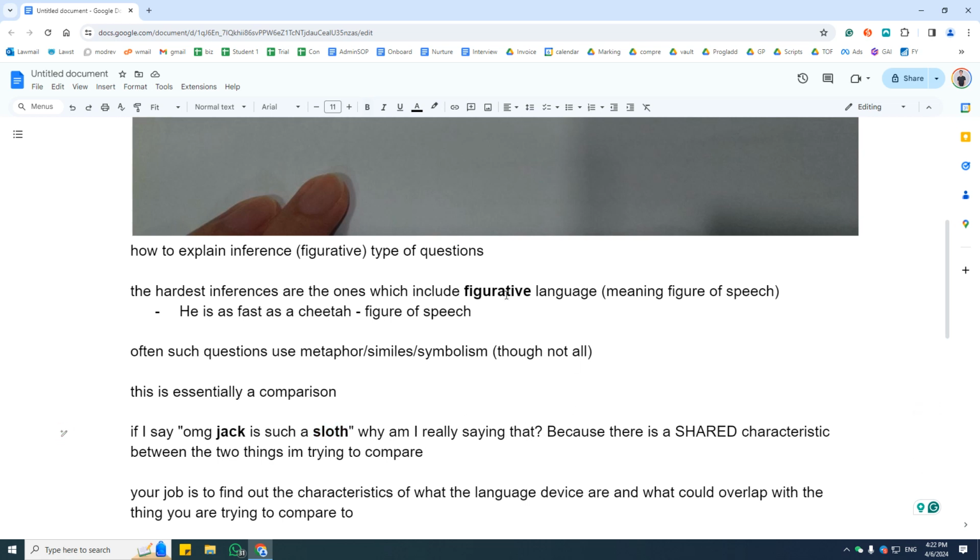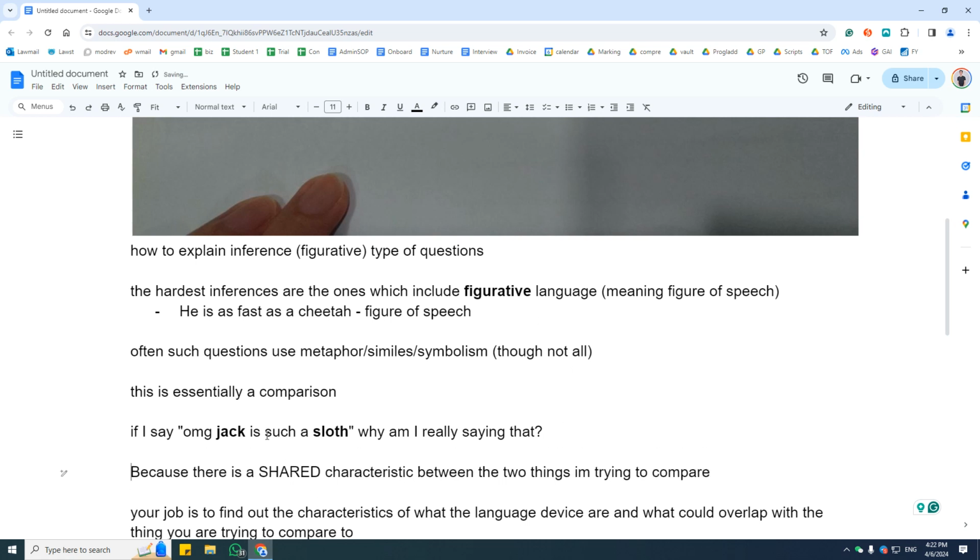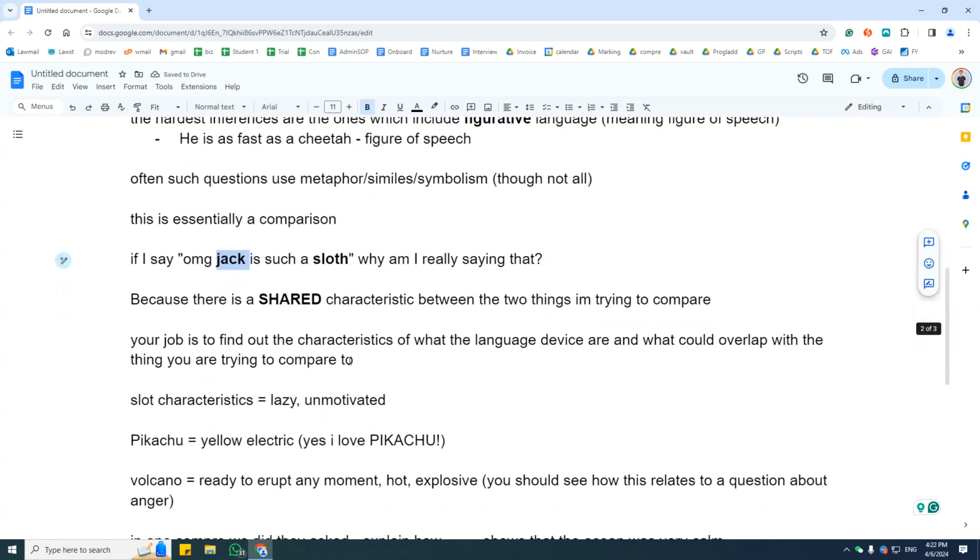But why are you comparing? It's because there is a shared characteristic. You're not saying Jack is a sloth just because it's a random thing you pluck out of your mind, correct? It is because you're comparing some shared characteristics. So there is a commonality between the figure of speech and the very thing you're trying to describe. Your job is then to find out the characteristics of the language device and how it overlaps with what you're trying to compare it to. So what are the characteristics of a sloth? They might be lazy and unmotivated. Of Pikachu might be yellow, electric, right? I use Pikachu because it's a very visual example.